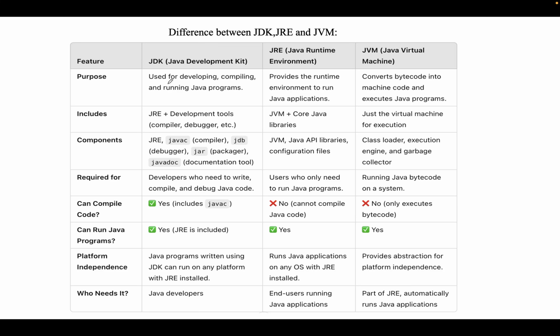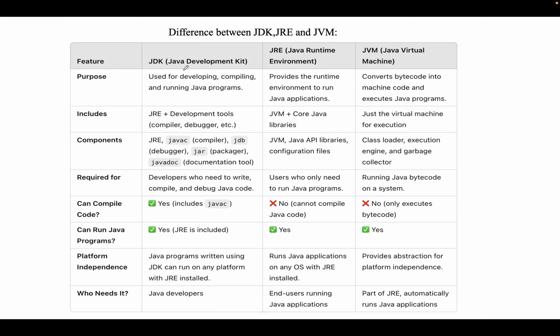Differences between JDK and JRE. The JDK is used for developing, compiling, and running Java applications. It provides the whole environment. The JRE provides the runtime environment to run Java applications. It just provides the runtime environment, not the development environment. Remember that. The JVM converts bytecode into machine code and executes the Java program. That is how Java is platform independent, because bytecode is platform independent.